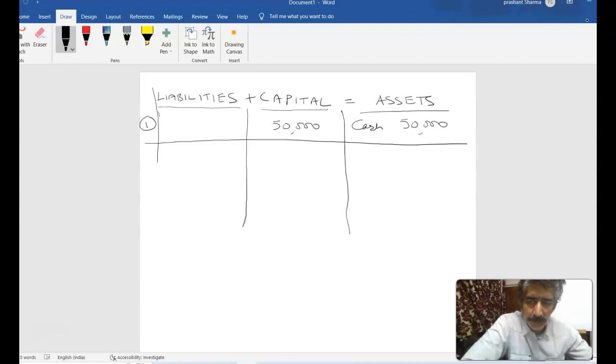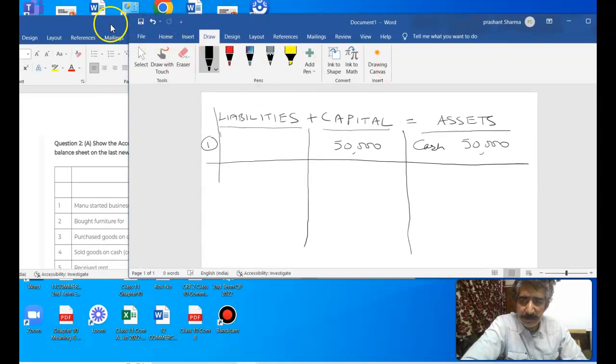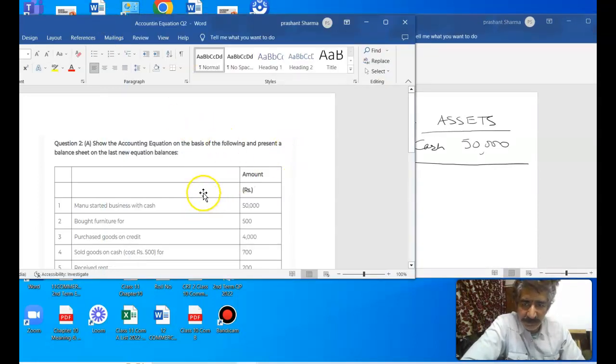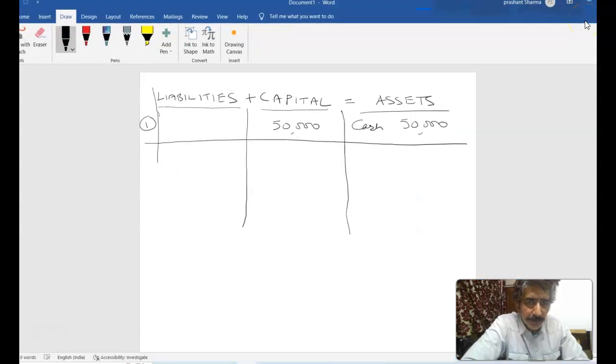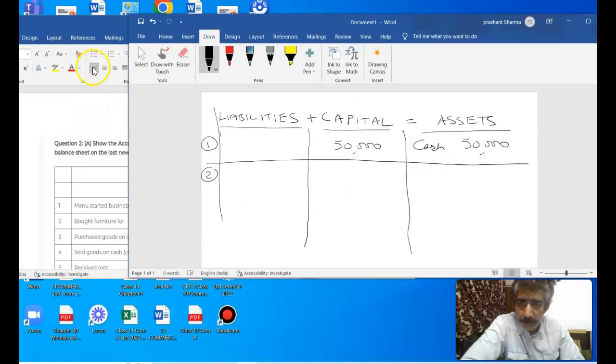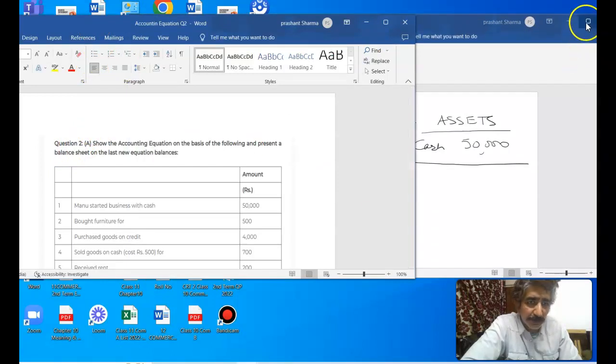Okay, now let's see what's the second transaction. So here's your second transaction on the screen. Bought furniture for rupees 500. I'm putting number 2 here under the serial number. Bought furniture for rupees 500. I repeat, bought furniture for rupees 500 only.